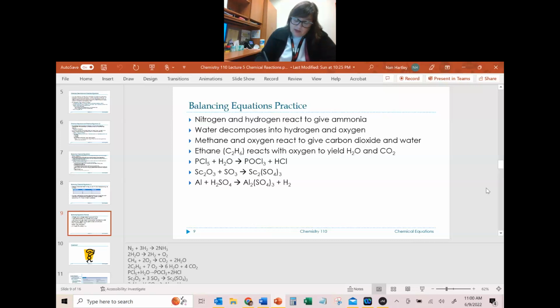Okay, so oxygen is balanced, aluminum is balanced, sulfur is balanced. Hydrogen is not. So since hydrogen is only 2 here, I can put a 3 in front of that, and that then gives me 6. Yay, I balanced stuff. Awesome.